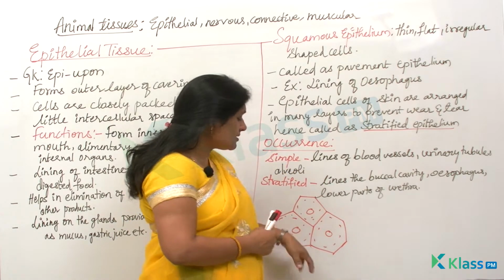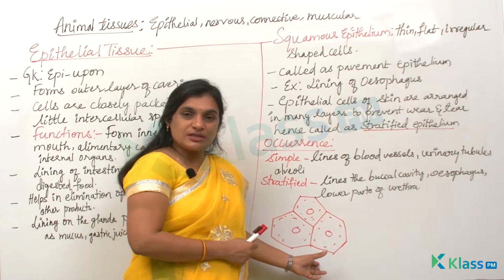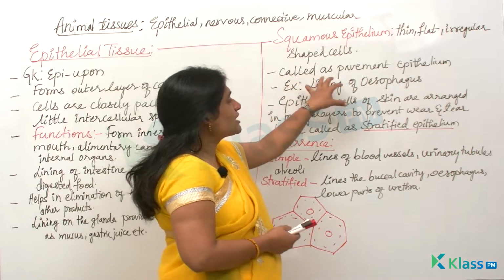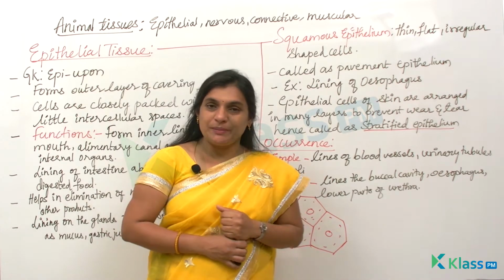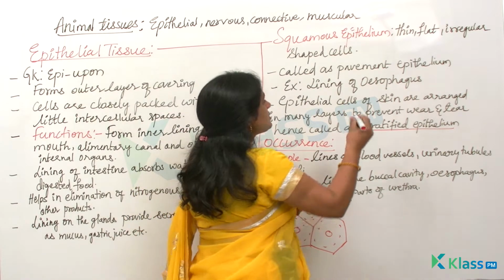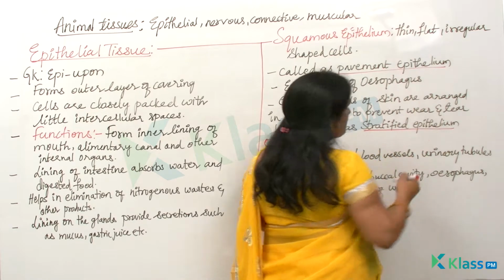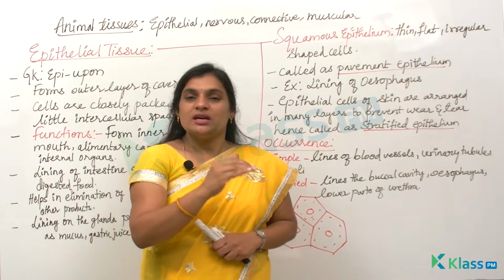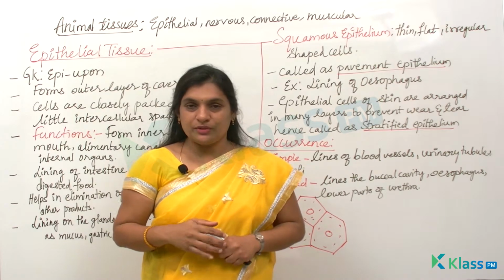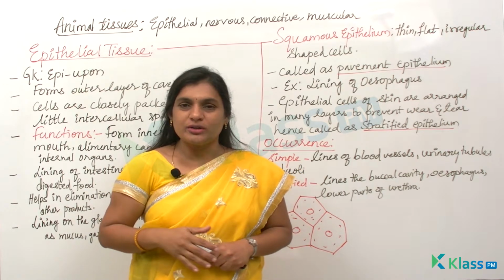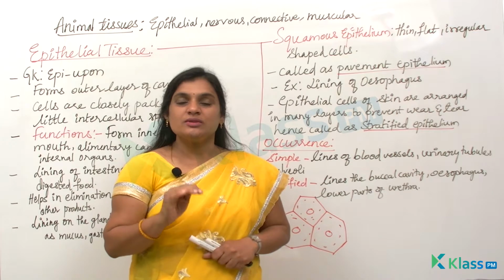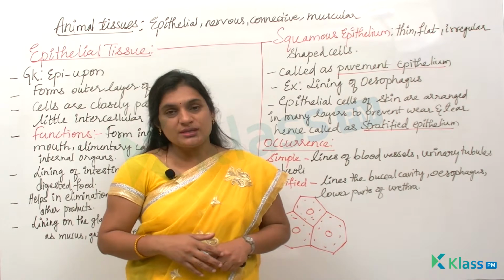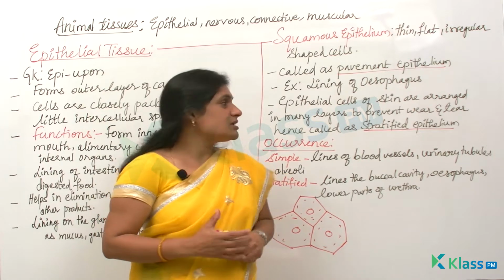And you see, this is how the shape of the cells looks when you observe it under a microscope. So these are actually called pavement epithelium. This squamous epithelium is also called pavement epithelium because the cells are arranged so that they resemble the tiles of a floor, right? You know how tiles are arranged over a floor, right? So this arrangement of the cells in the squamous epithelium is similar to that. That's the reason this is also called pavement epithelium.